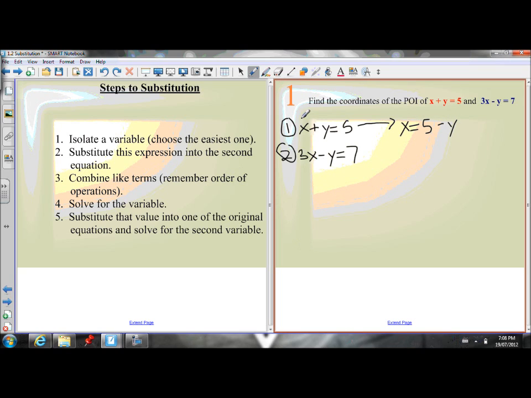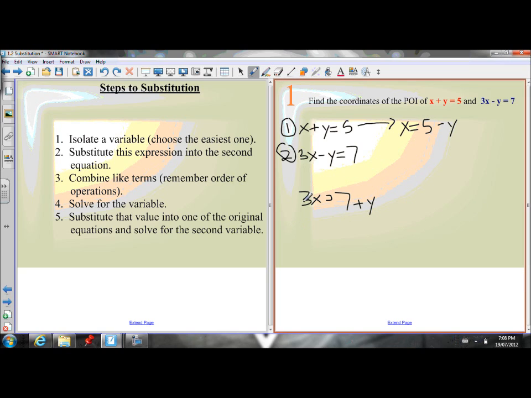I could have isolated any variable in either of the equations, but I'll show you why I didn't isolate the other one. Let's say you said, why didn't you isolate this x right here? I'll show you why. You could, and you'll get the same answer, but it's going to be a lot more work. So if I wanted to isolate that x, I'd have to move the y to the other side. So I'd have 7 plus y.